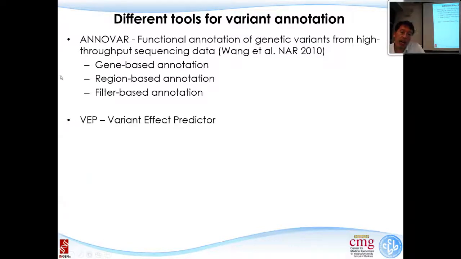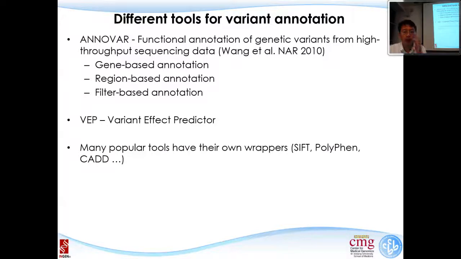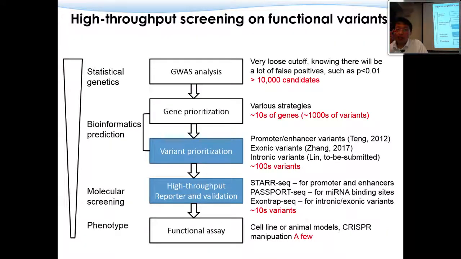Also, in the Ensembl database, there is an online tool called VEP. I'm not familiar with Linux commands or things like that, but VEP offers an online version, meaning you can upload your VCF file and they will do the annotation for you. Many popular tools, like SIFT, PolyPhen, and CADD, also have their own wrappers, and there are other customized approaches.